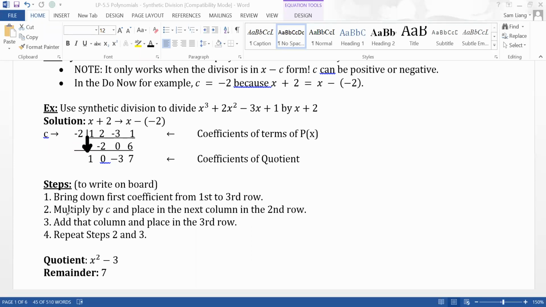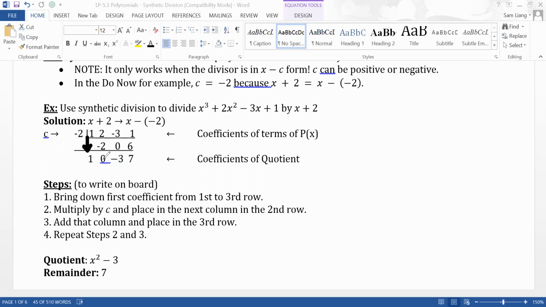Step 2 is we're going to multiply by c, which in this case is -2, and place the product in the next column in the second row. That just means right over here. So -2 times 1 is -2. We place that right here, and that's where we're going to add. Step 3 is you add that column and place that in the third row, which is the last row. So 2 plus -2 is 0.